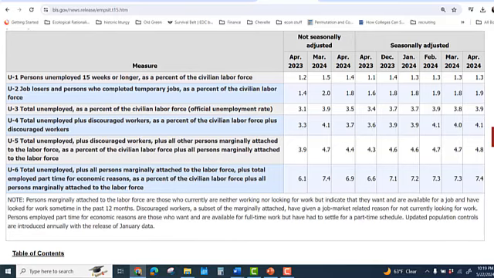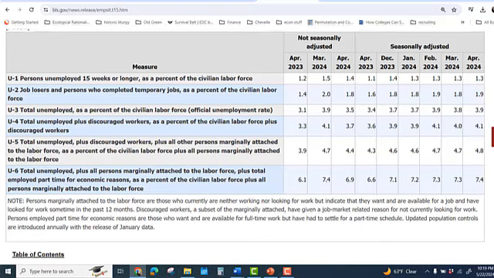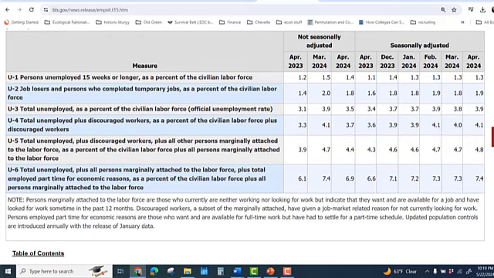Okay, so we've got U4 including discouraged workers, and then U5 adds discouraged workers plus all other persons marginally attached to the labor force. Now, what does that mean? Persons marginally attached to the labor force, so those who are currently neither working nor looking for work, but indicate that they want and are available for a job and have looked for work sometime in the past 12 months. So the discouraged workers are part of the marginally attached, so you can think of the marginally attached as a broader group of people who have given up looking for work.